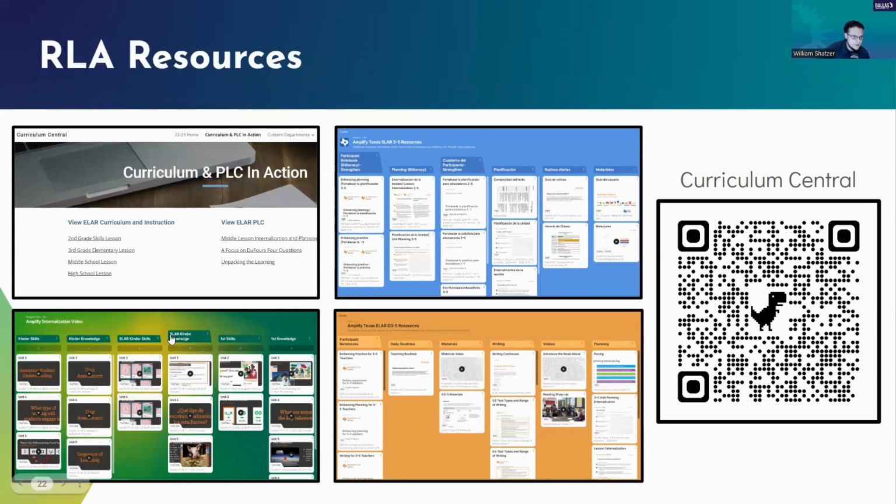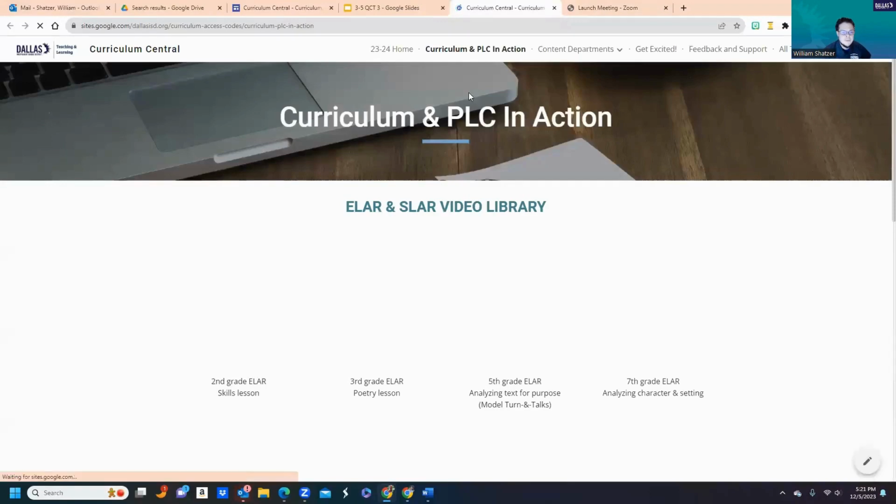Just FYI, down here in the green, these are some Amplify internalization videos that Amplify themselves have provided to us for some of the upcoming units. Great if you want to take a minute, watch those, and get their perspective on internalizing their own units. Additionally, there are some here in orange, the Amplify grades 3 through 5 resources that they have provided for training resources if you want to do some more digging into the Amplify curriculum. And then the light blue is the SLAR resources that they have provided that go along with the ELAR resources. I'm going to take a quick look at Curriculum Central and show you a couple things that I think are very beneficial.